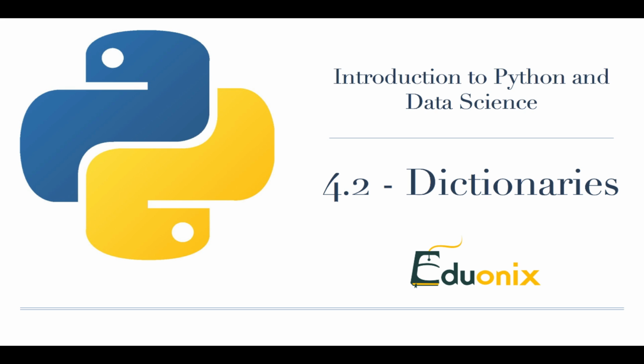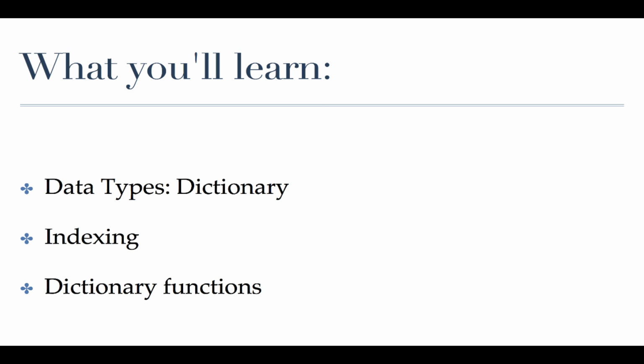It'll help you understand a bunch of real practical things that we do with data science and dealing with large packages of information. So what we're going to learn today is the data type dictionaries. We're going to learn how we index dictionaries, because I told you the indexing system is a little bit different with them. And lastly, we're going to be talking about dictionary functions.